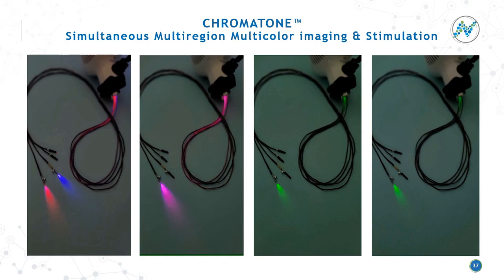So in this second video, you can see blue for GCaMP imaging or channel rhodopsin stimulation, red for Crimson R optogenetics. In this, you can see green illumination for imaging RCaMP and red for Crimson R optogenetics. And here in the 4th video, you can see green for imaging RCaMP and blue for GCaMP imaging or channel rhodopsin stimulation. So each fiber will give you all these 3 colors in continuous wave or pulsed mode.